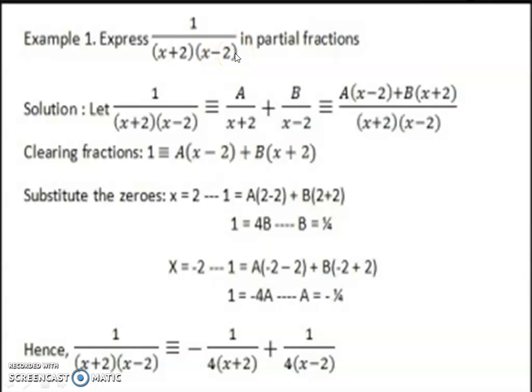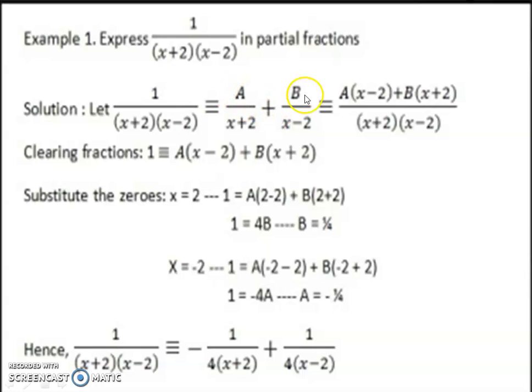Let us try the example based on the first pattern, that is 1 upon x plus 2 into x minus 2, where plus 2 and minus 2 obviously are different factors. So we have to take 1 upon x plus 2 into x minus 2. It is our partial fraction. So we have to convert it into partial fractions, meaning capital A upon the first factor x plus 2 plus capital B upon x minus 2.